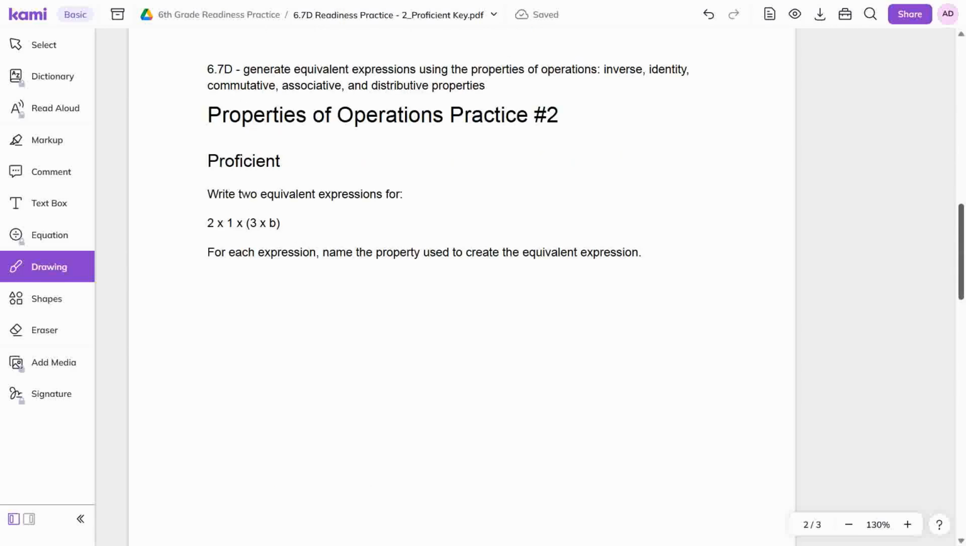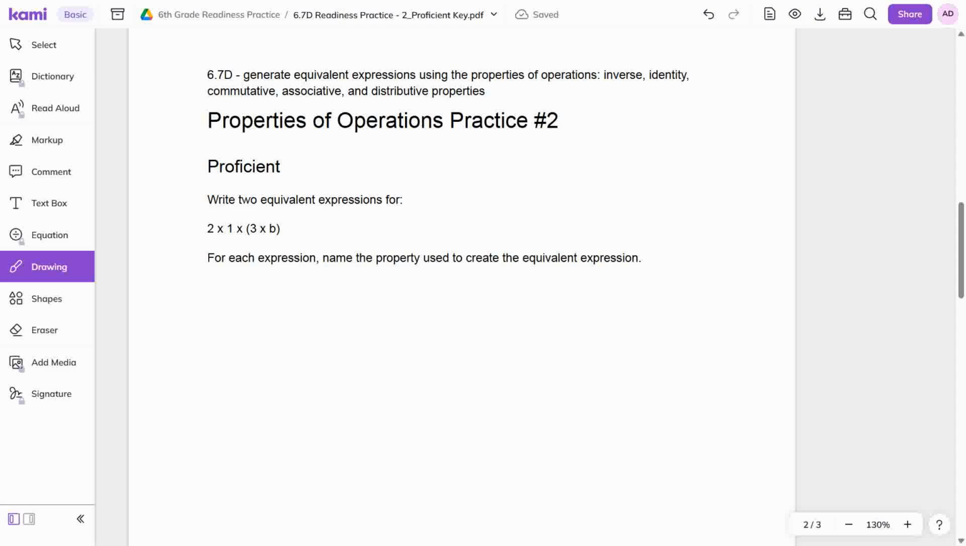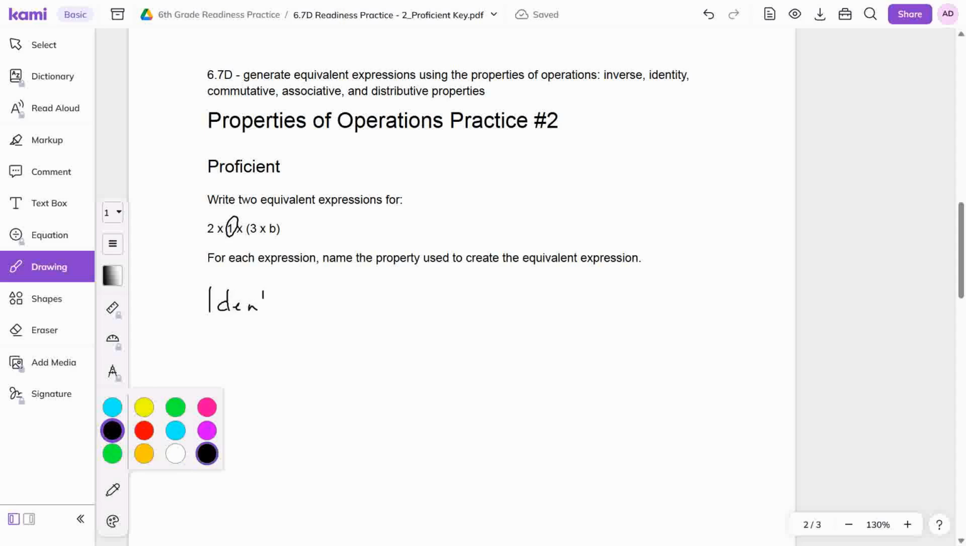So for our second problem, we need to write two equivalent expressions. And this time we just need to name the property used. All right, so we could use the commutative. We could use the distributive. I see this one right here, and I want to use the identity property because that's one we haven't seen so far.